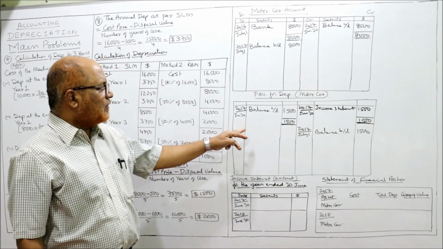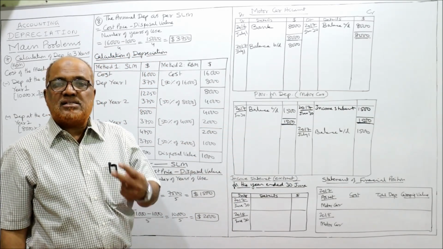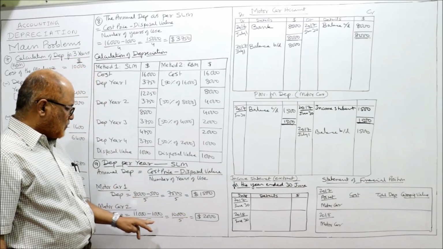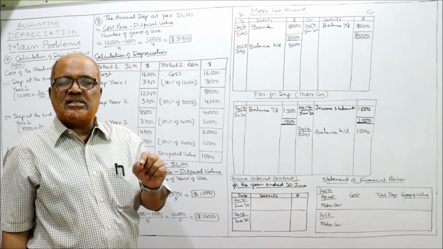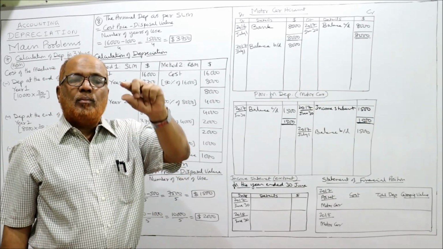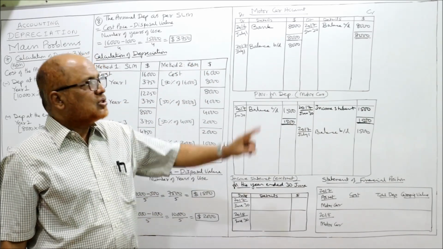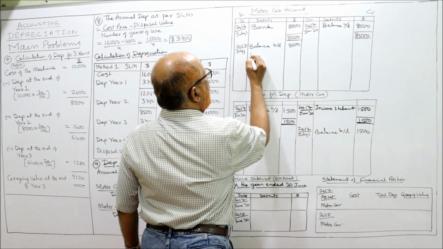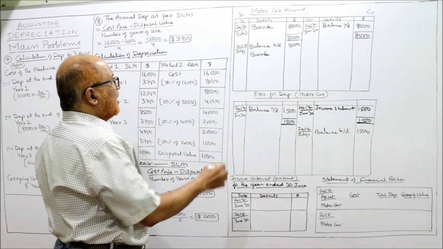Second year July 1st. On July 1st 2017 the second motor car was purchased for 11,000. On 1st July 2017 a new second motor car is purchased. Again motor car account debit, bank account credit. So motor car debit side, bank. What is the cost of the new motor car, second motor car? 11,000.